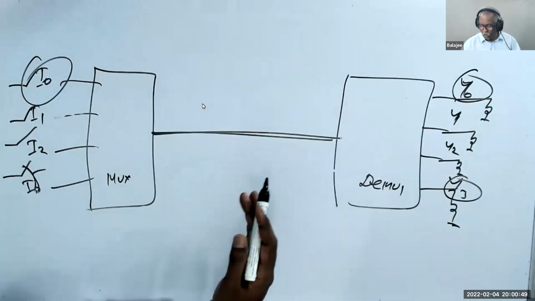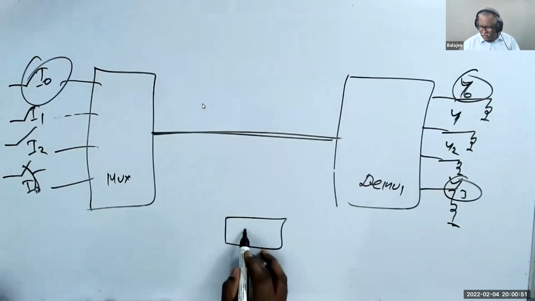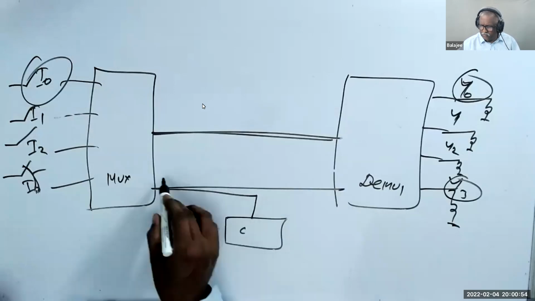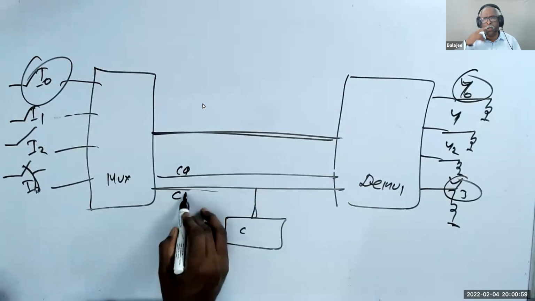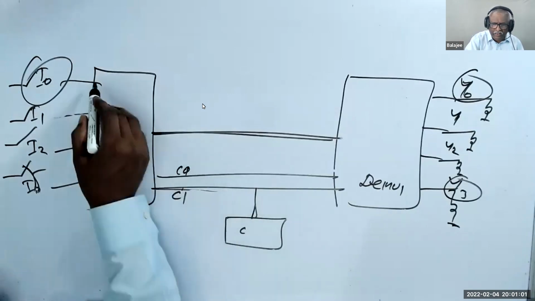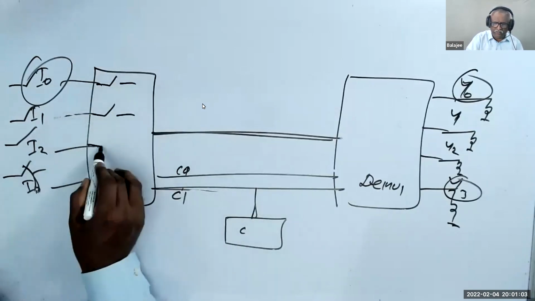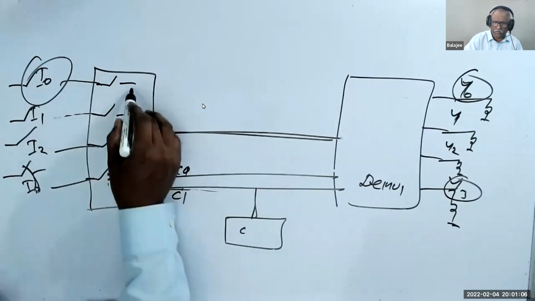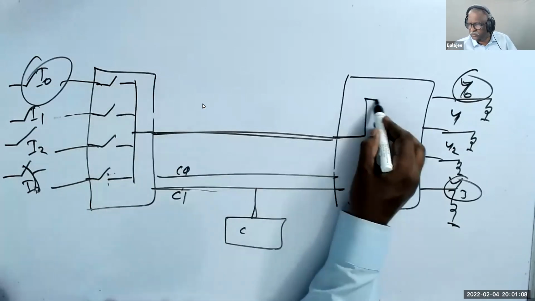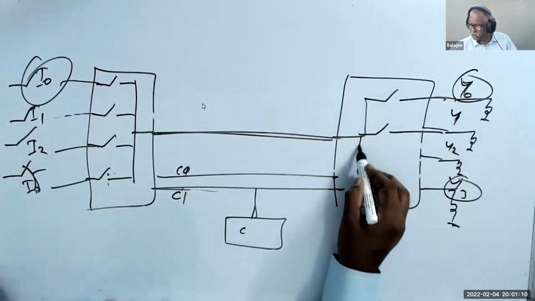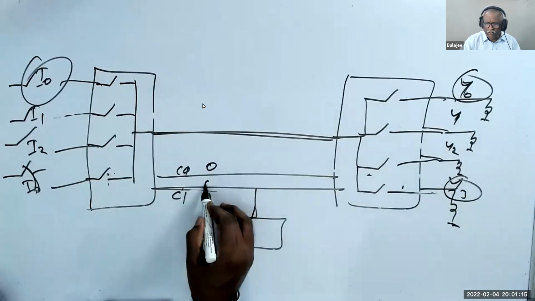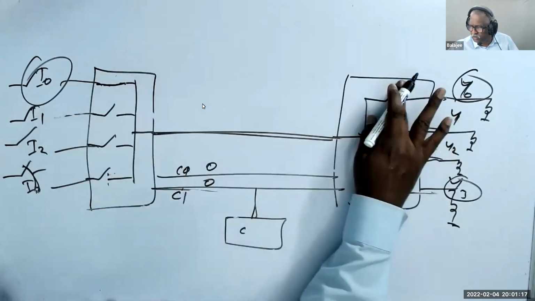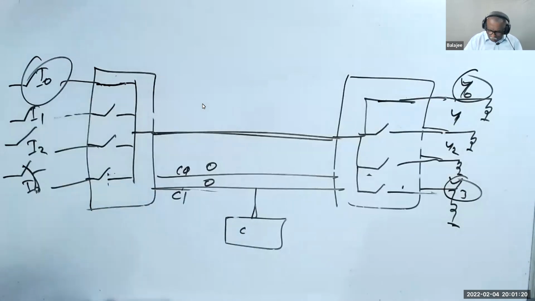But how do they synchronize? For that, there is a small control logic. This gives you 2 control bits, called C0 and C1. When both are 0, internally there will be switches in the mux. See here? When you make this 0, 0, this will be on, this will be on. So now what happened? If you take the wire, the first wire is connected.